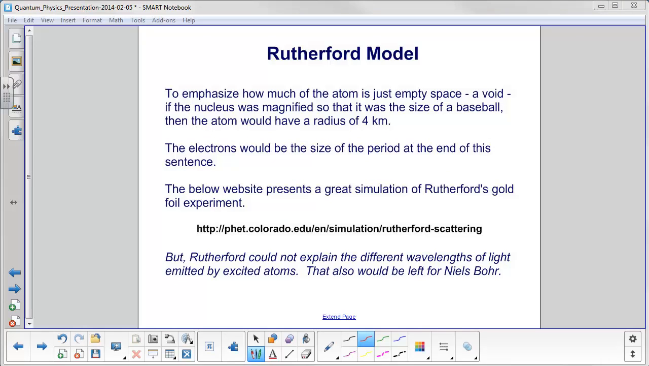To emphasize how much of the atom is just empty space, a void, if the nucleus was magnified so that it was the size of a baseball, then the atom would have a radius of 4 kilometers, or 4 times 10 to the third meters. The electrons would be the size of the period at the end of this sentence. The below website presents a great simulation of Rutherford's gold foil experiment, so you can click on that and have a very nice simulation. Now, another thing Rutherford could not explain was the different wavelengths of light that were emitted by the excited atoms. That also would be left for Niels Bohr.